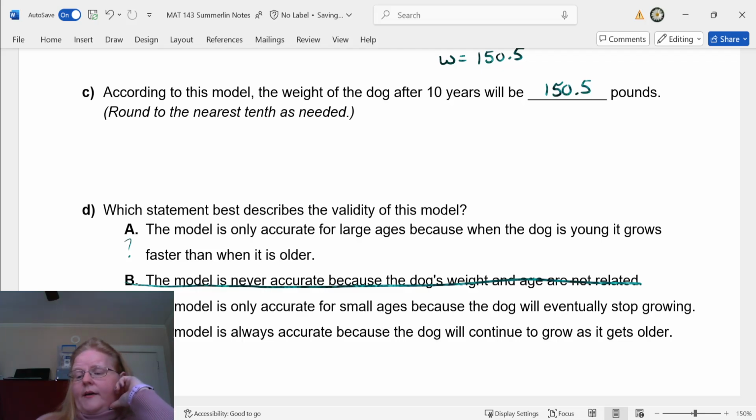The model is always accurate because the dog will continue to grow as it gets older. I like C. C is much more accurate, much more on point. You will have a problem like this. You will have one where it affects you. It distinctly affects you.